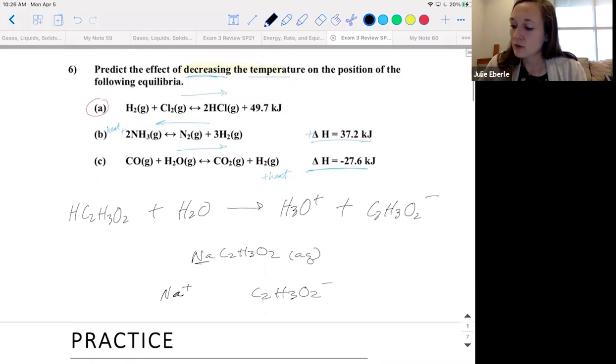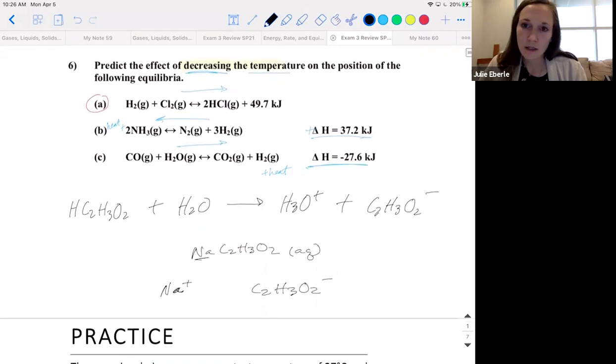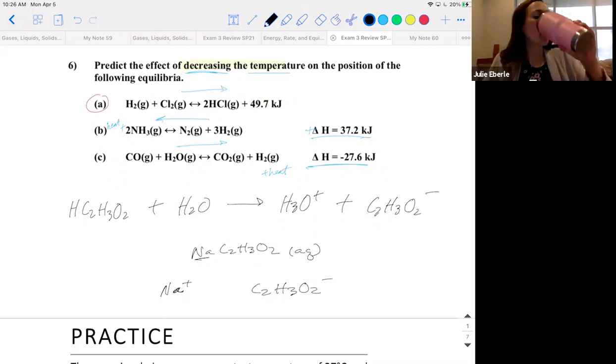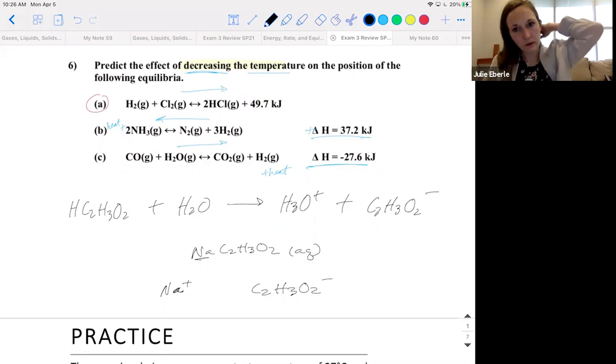So the lab asked you which one's a spectator and which one can affect or shift equilibrium. So you need to ask yourself, which one's in my reaction? Which one is present in the reaction itself? Is it sodium or is it acetate? What do y'all think? Yep, acetate. We got acetate right here. So this one can shift equilibrium.